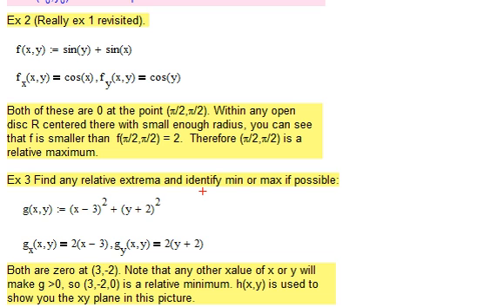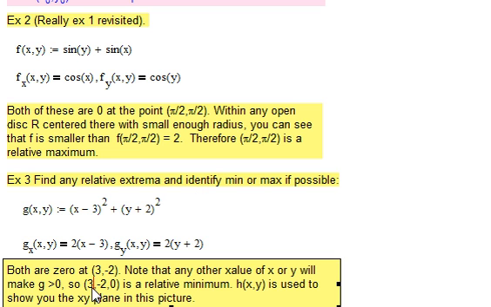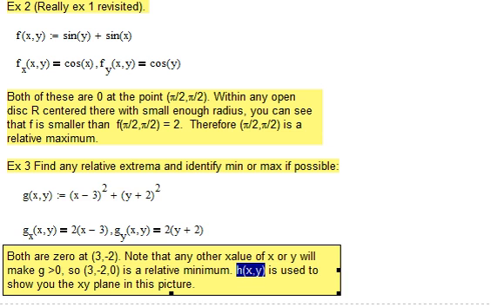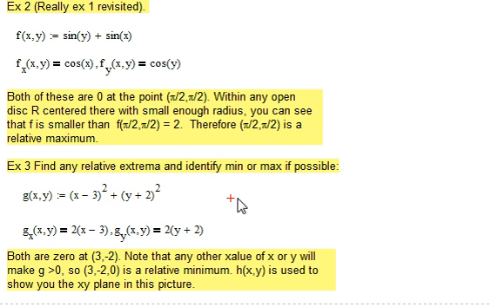So (3, negative 2) with value 0 is a relative minimum. I'm going to draw you this picture and show you. I'm also going to draw the xy plane in here. I'm going to say h of x, y equals 0, so I'll get the xy plane in my picture. You should see that this is, by the way, a paraboloid. Its cross sections should be circles.